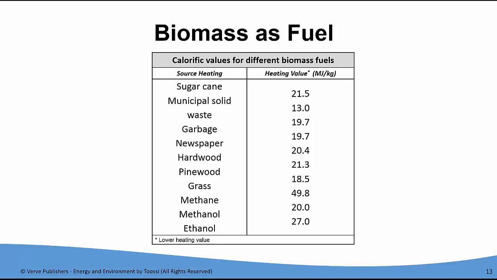This diagram shows the biomass, how much energy can be derived from it, and the heating value of each is given. For example, you can see from this diagram, sugarcane and most of this stuff have roughly the same amount of heating value per kilogram. The only things I put here are methane, methanol, and ethanol. Methane has a higher heating value, and this is a fossil fuel. Methanol and ethanol are usually made from biomass, so they have roughly the same heating value as the other biomass like waste, newspaper, sugarcane, etc.